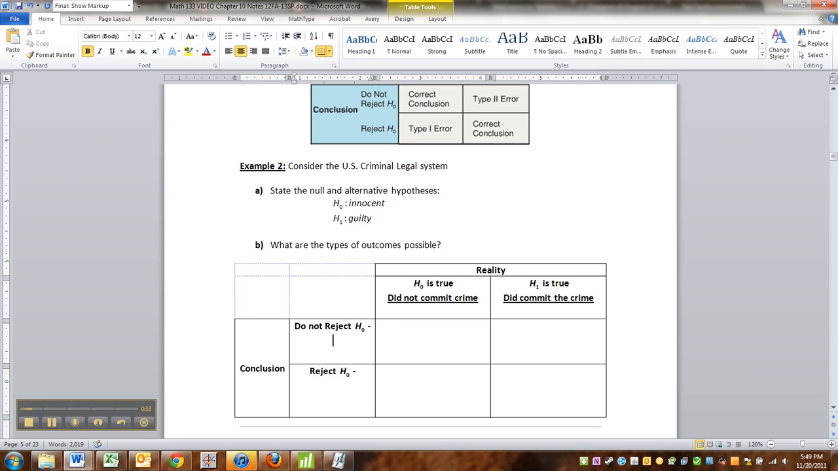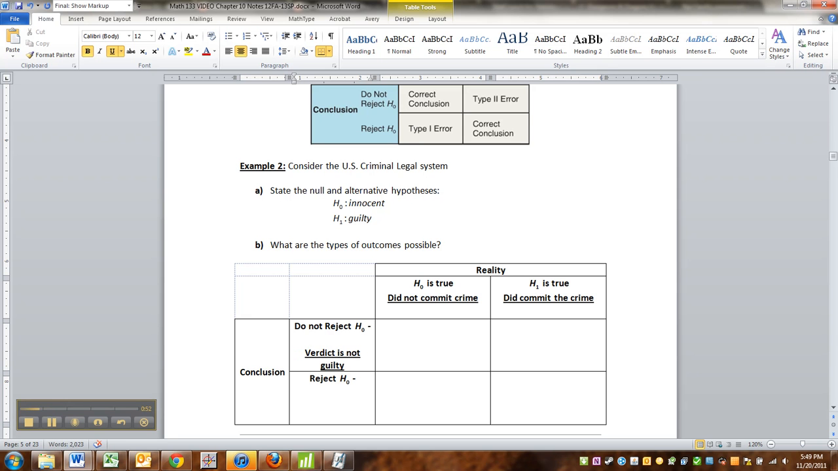All right. So when we go through the trial, then we're going to make some decisions. Now, you could not reject H naught. If you do not reject it, then the verdict is not guilty, right? If we don't reject your innocence, then we're giving you a not guilty verdict. And if we reject H naught, then we're going to give you a guilty verdict. Verdict is guilty.